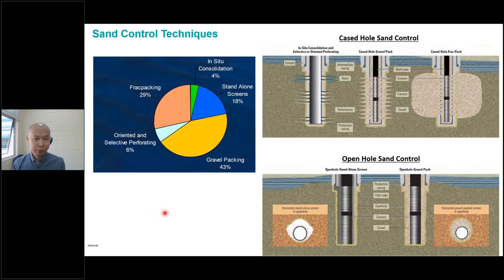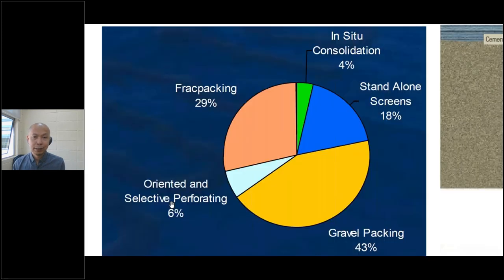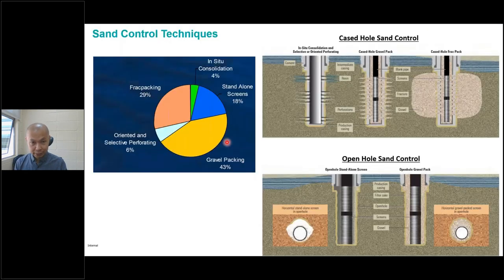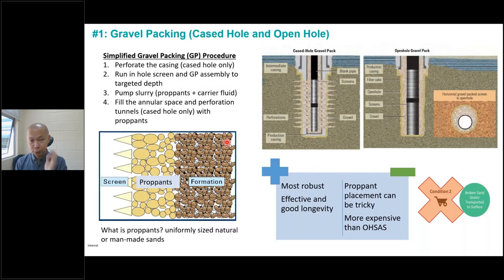Okay, back to the sand control. Statistically, I would say there are five or six types, the most popular sand control methods applied in the oil and gas industry. The most popular one is gravel packing, followed by frac packing, and then standalone screen, oriented and selective perforation, and the last is in-situ consolidation. We are going to go through each in more detail. So let's go straight to the first one. The most popular one is gravel packing.